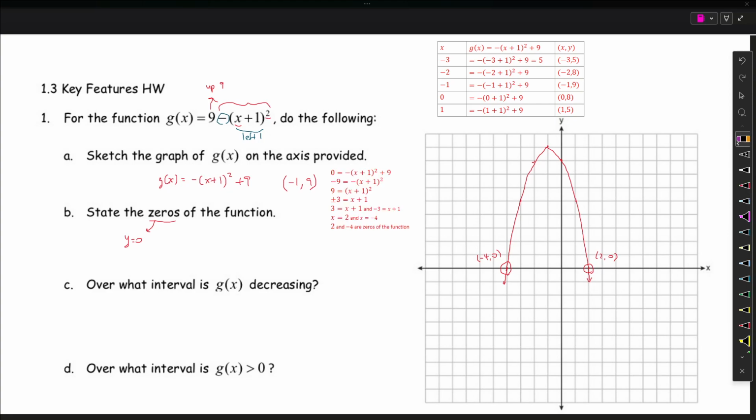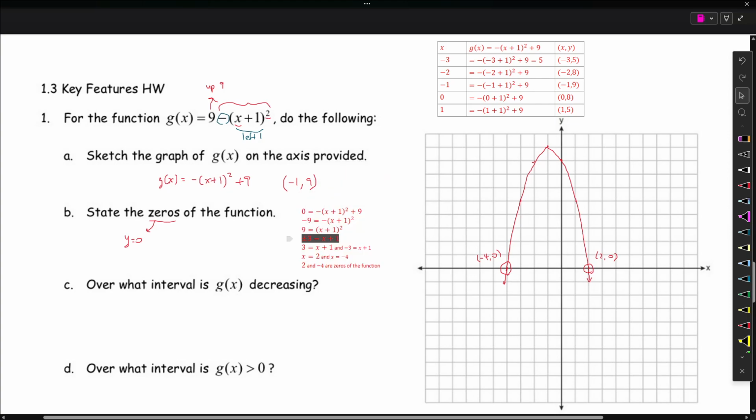Okay, so here I just solved it out. So to find the zeros of the function, we set the entire equation equal to 0, and then isolate for x, right? So you can use the quadratic formula, or you can try it by hand. So -9 on both sides, flip the sign, square root, you get plus or minus 3, you have two situations, 3 equals, and then -3 equals, because we square rooted, and then solve it, so you can get x equals 2 and x equals -4. So we say that 2 and -4 are zeros of the function.